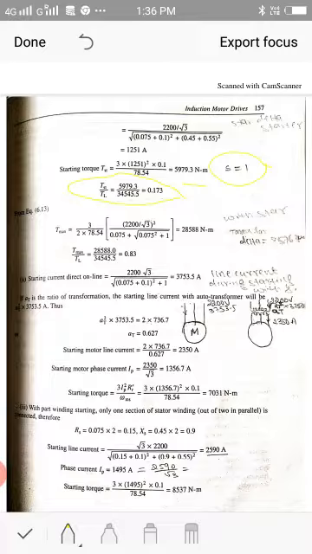Okay, so now the starting motor line current, whatever this current is there here, 2 times 736.7 amperes of current is flowing in the line side. Okay, so motor side, this current will be equal to 2350 amperes. You need to just transfer this current.